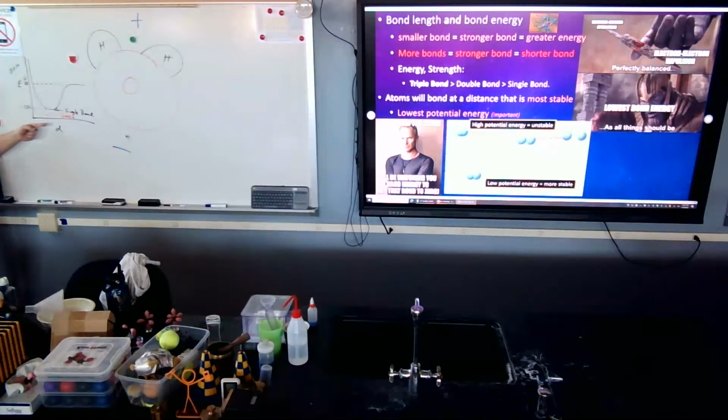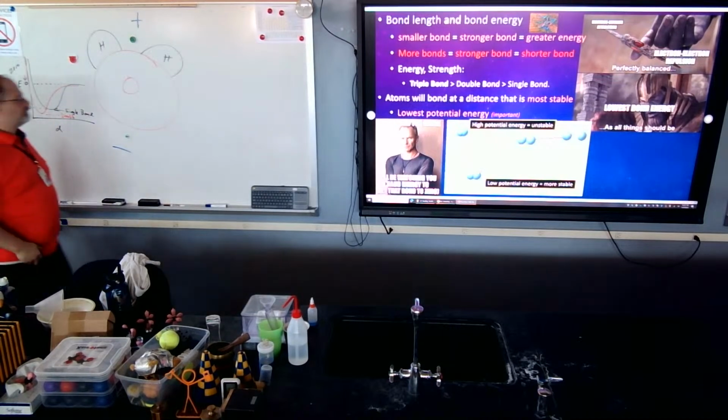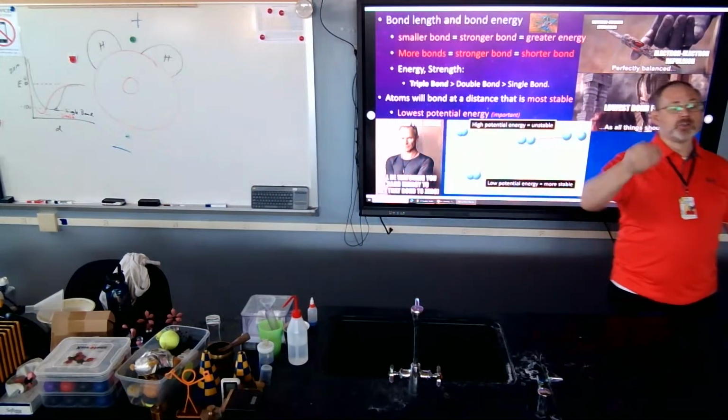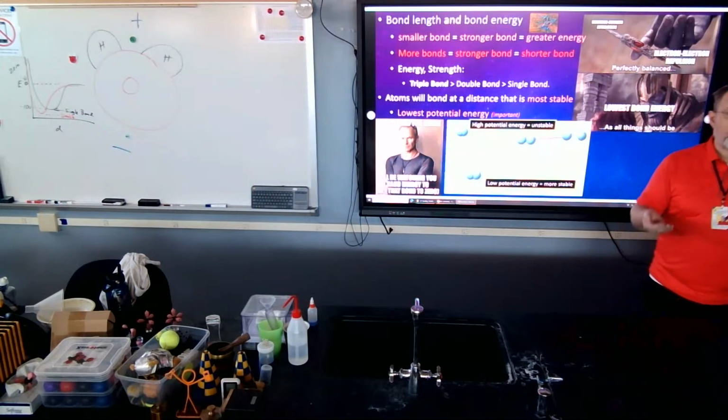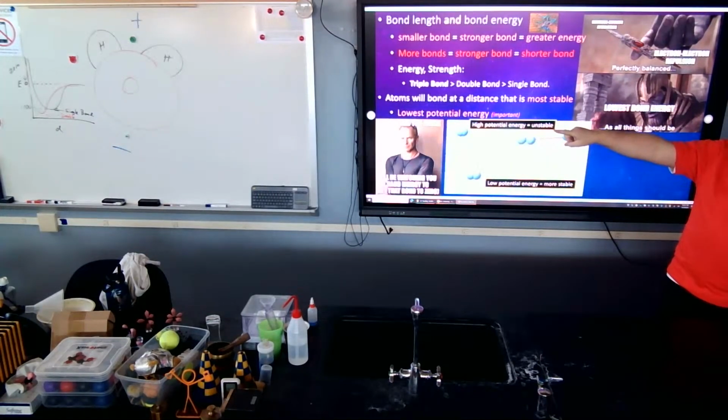Where is it going to be on the x-axis? Is it going to be to the left or to the right? It's going to be left. It's going to be a smaller bond. So the bottom is going to be more like that. Good job. So a double bond is going to have a lower potential energy, require more energy to break it, and it's a shorter bond, so it's going to be closer to zero. It's going to be a shorter distance.